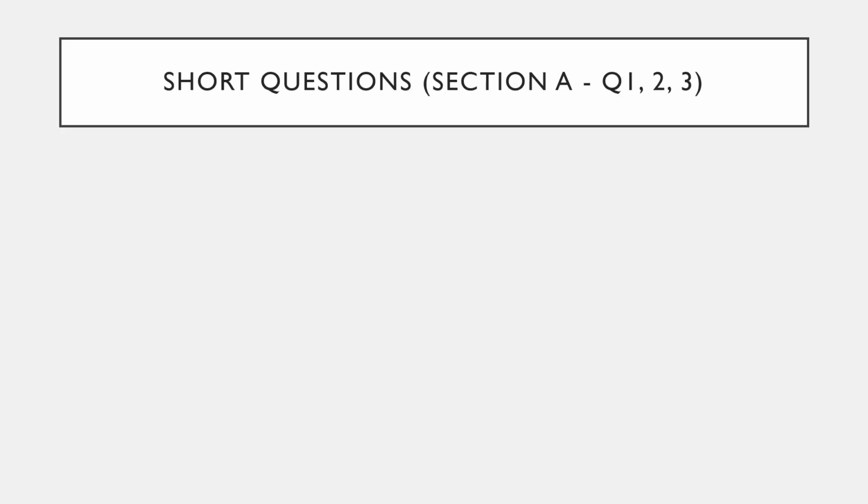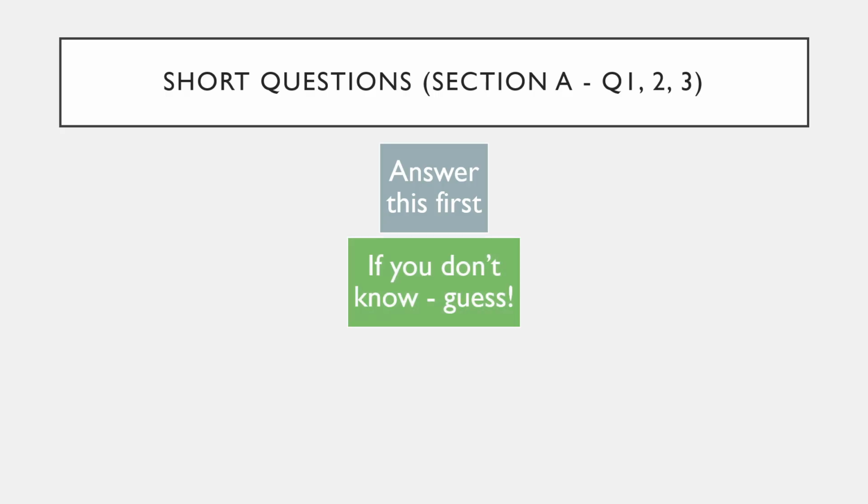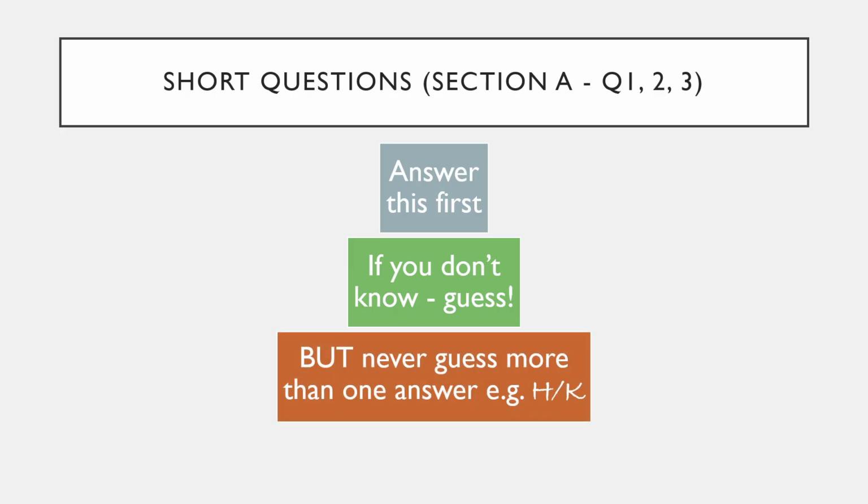Now, our short questions usually come from section A. That's question 1, 2, and 3. This is where we have multiple choice, true and false, and match the column. That's generally what you will find there. Those are the short questions, so you want to answer these first because you'll move through them fairly quickly. If you don't know any of these answers, just guess, but don't guess more than one answer. If they're asking you to match the column up, you can't say, well, it could be A or B. No, then we can't mark that. That's going to be wrong. You have to give one answer.